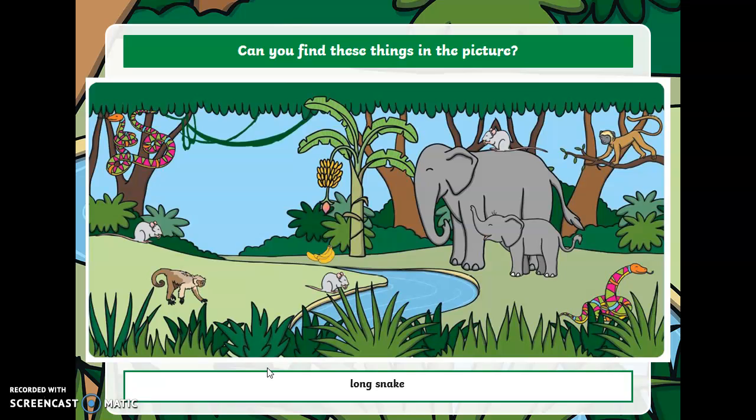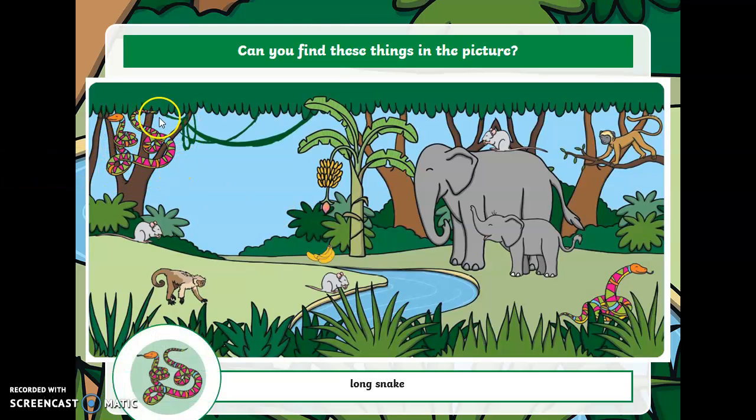Okay, can we find the longest snake? Now this one's hard because the snakes are all curled up, but from what we can see, there's one on the ground here, there's one in the tree. Which one looks like it's the longest? Fantastic, boys and girls. It's this one in the tree. This one in the tree is humongous. It looks extra long, especially when it's all uncurled as well.